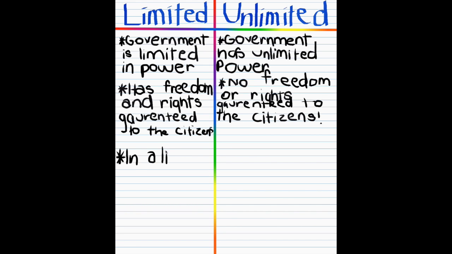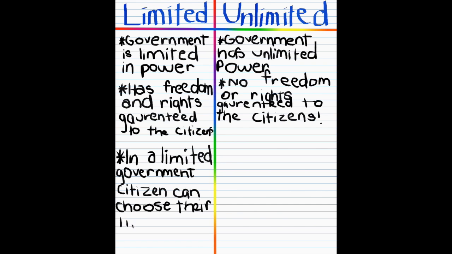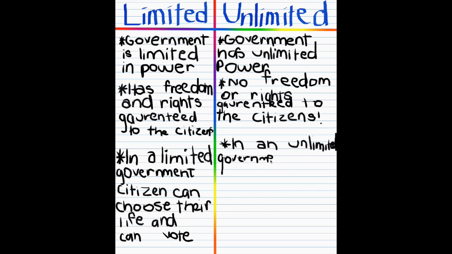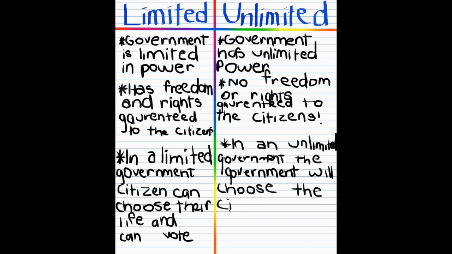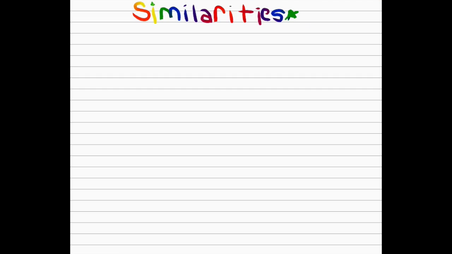Next one is in a limited government, citizens can choose what their life is like, and they can vote. And in an unlimited government, the government will choose your life, and the citizens cannot vote.